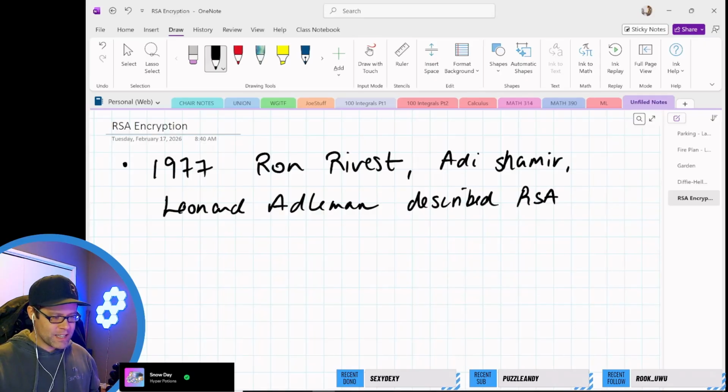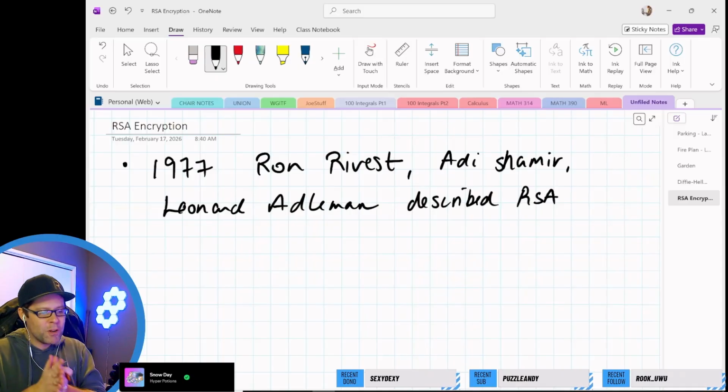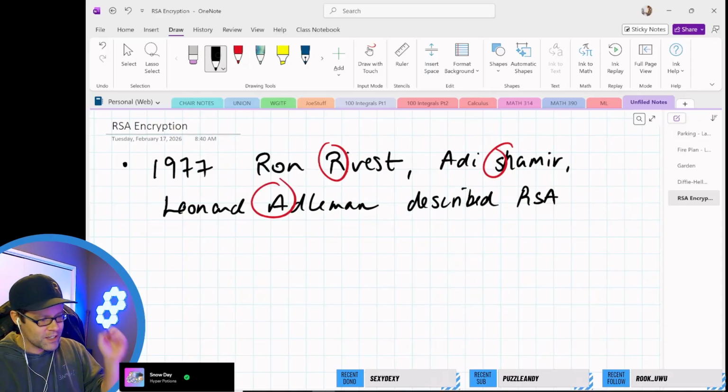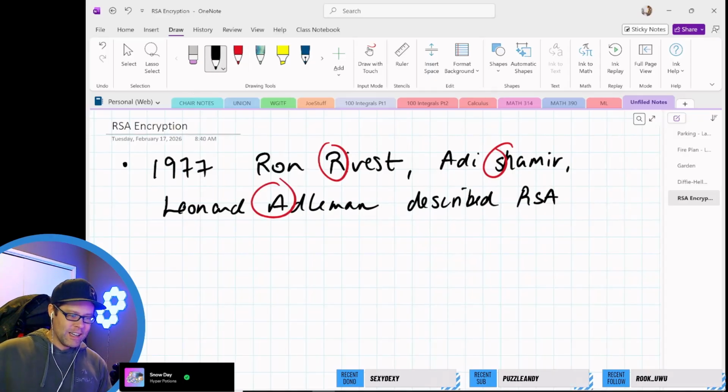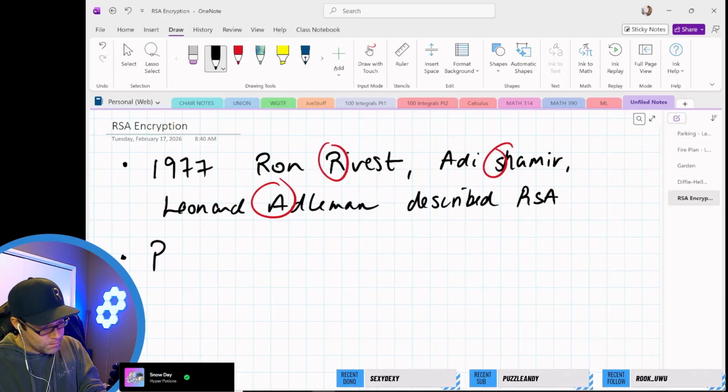So what they did was they basically said, okay, let's take the first letters of our last names, we'll combine them all together, and that's going to give us RSA. So this system is described by these folks, and all three of them get credit for the letters that we use for this system. So what is the premise?